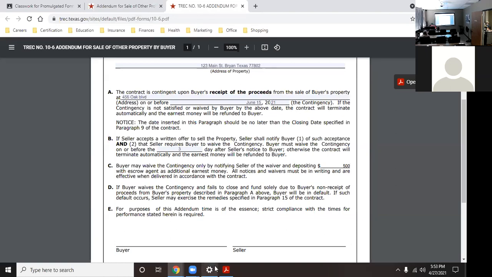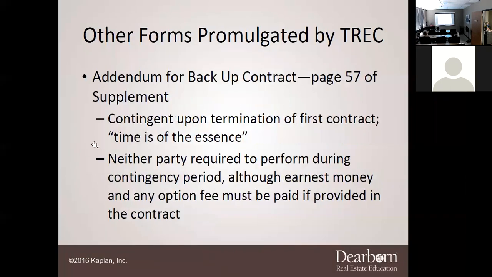All right, and then the next thing we're going to talk about is the backup contract. So basically this makes it contingent upon termination of the first contract. Time is of the essence for this one as well. So sale of other property and backup contract, they're both going to have time is of the essence in them. Neither party is required to perform during the contingency period, although earnest money and any option fee must be paid as provided in the contract.